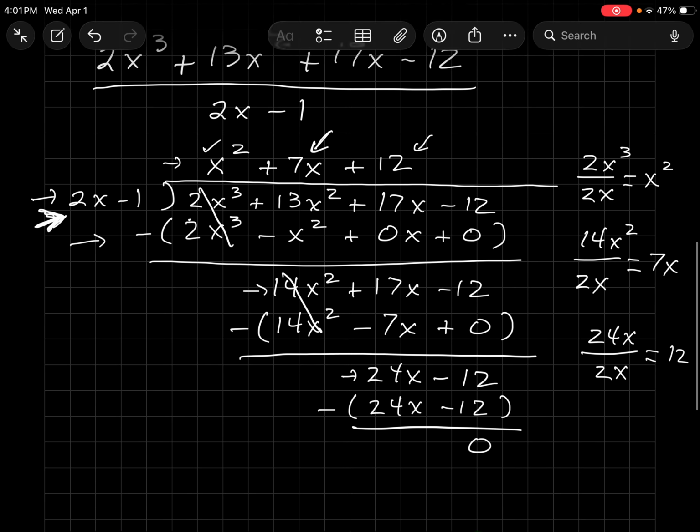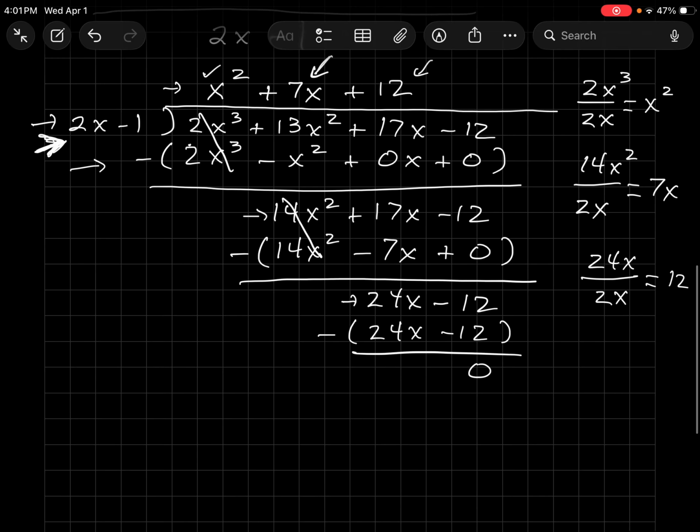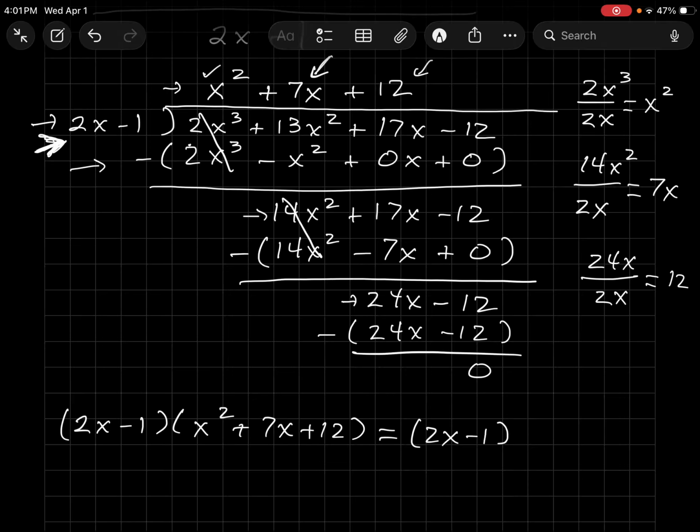And in fact, I could keep going. I could say the polynomial is 2x minus 1 times x squared plus 7x plus 12. But notice that the leftover quadratic is also factorable. So instead of doing long division, I will simply factor it to get to my final factored form.